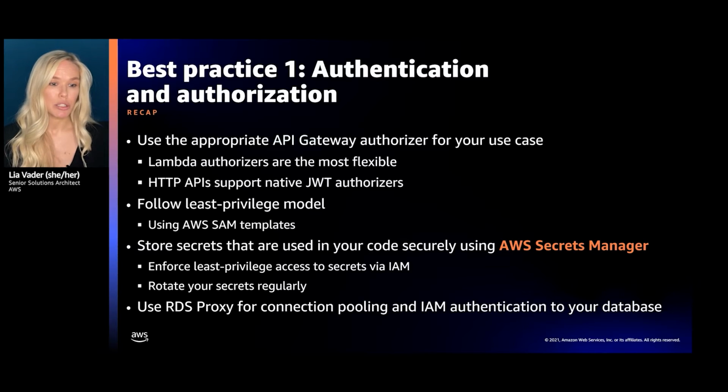Next, we need to ensure that we're storing secrets in something like AWS Secrets Manager and enforce least privilege access to secrets via IAM. And then we want to make sure we rotate our secrets regularly. And lastly, we want to use RDS Proxy for connection pooling and IAM authentication to the database.